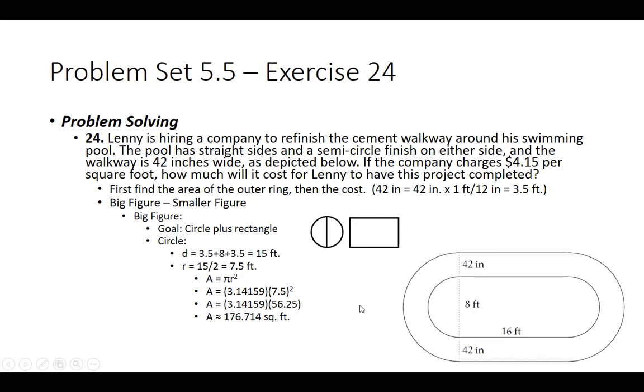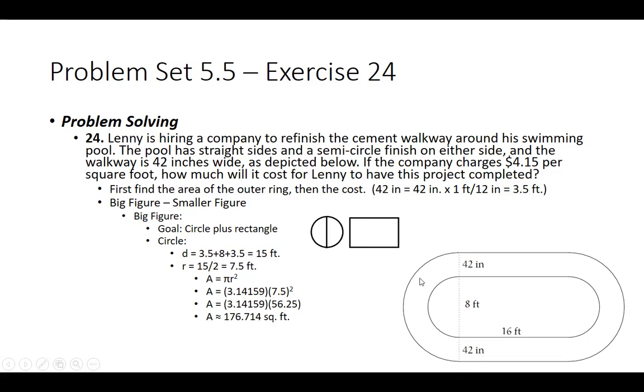Number 24. This figure sure looks familiar. Earlier, we saw something like this, and we wanted to find the area of the outer ring. 24 says, Lenny is hiring a company to refinish the cement walkway around his swimming pool. The pool has straight sides and a semicircle finish on either side, and the walkway is 42 inches wide, as depicted below.